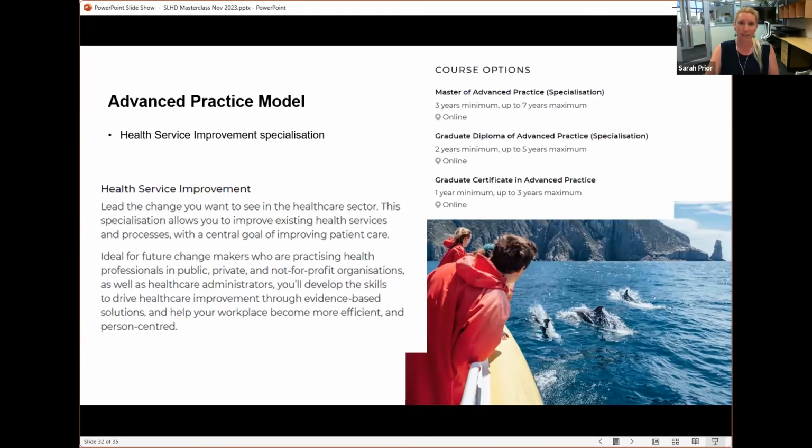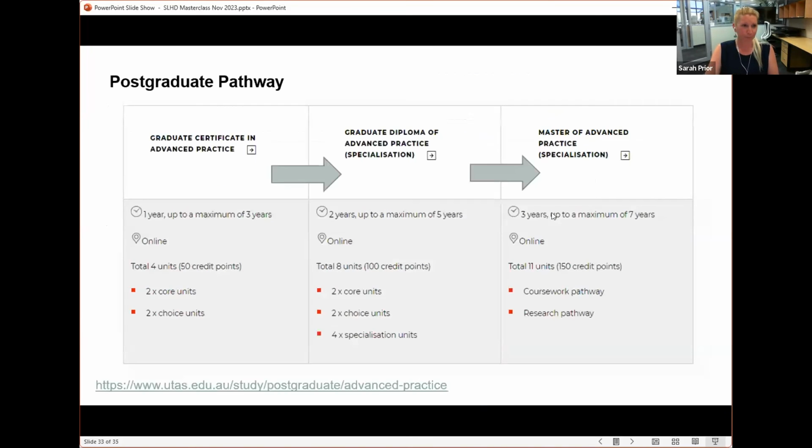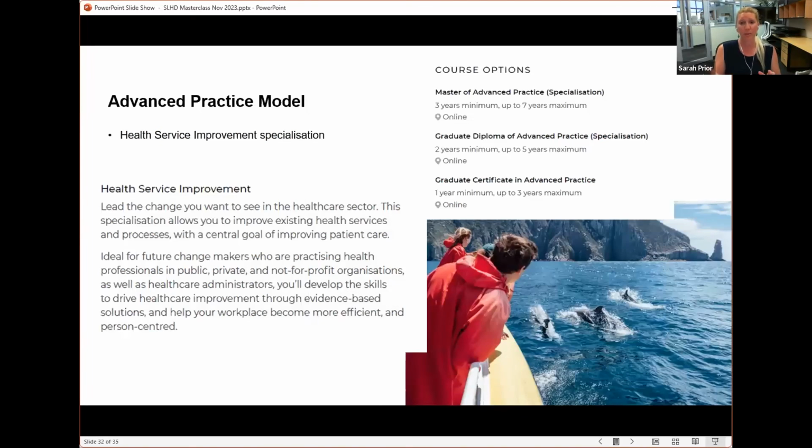Some of the other specialisations that are available, as Peter said, are governance, workplace psychology, clinical education, and supply chain and logistics. So if the project-based graduate certificate in redesign doesn't quite align with your role or with your needs at the moment, there is an option to complete that grad cert in advanced practice with a bit of a choose your own adventure pathway. So you can choose from a range of units that suit your own needs and then progress into one of the specialisations such as health service improvement instead.